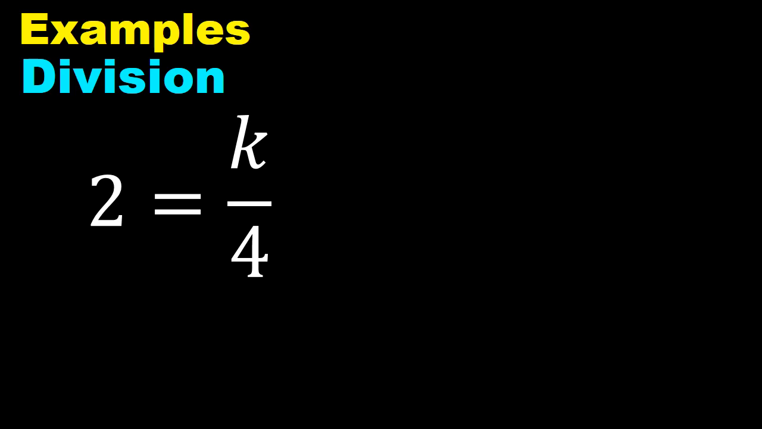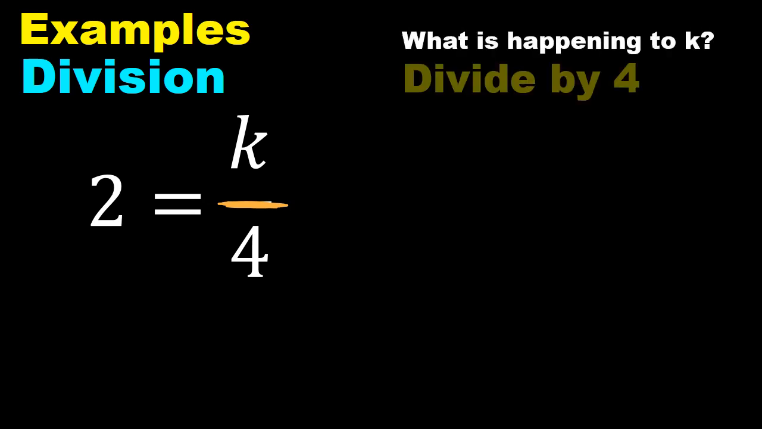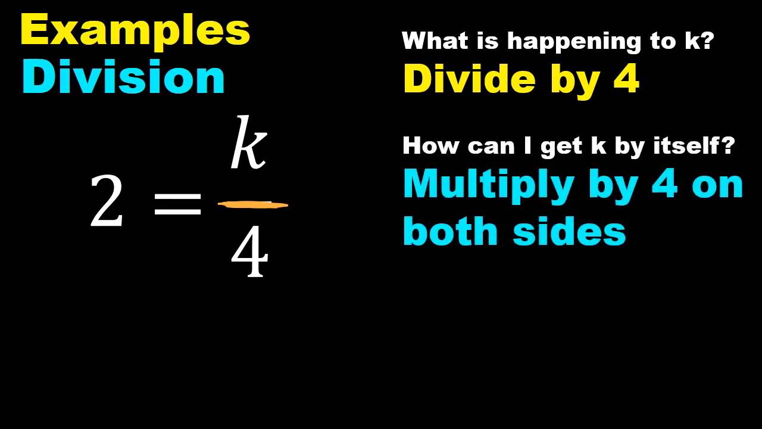Let's take a look at this example. So I have 2 equals k divided by, remember the fraction bar means division, so I'm dividing by 4. So what's happening to k is that I'm dividing by 4. How can I get k by itself? You guessed it, the opposite of dividing by 4 is that I'm multiplying by 4 on both sides. So let's go ahead and show that. So I'm going to multiply by 4 on both sides of my equation.